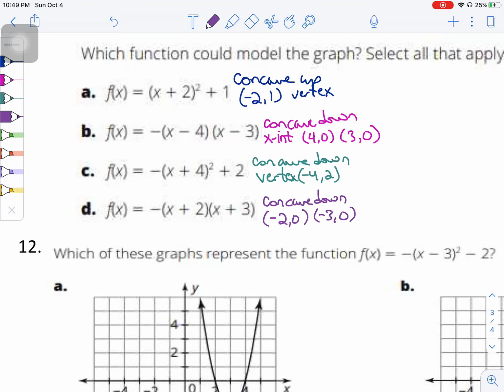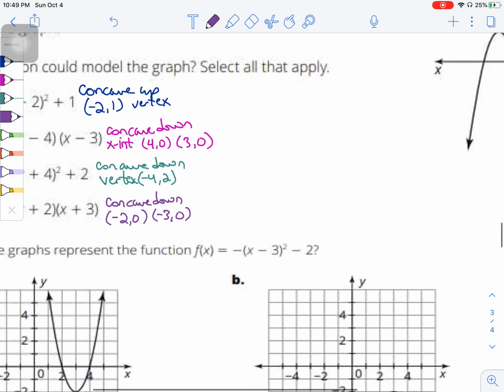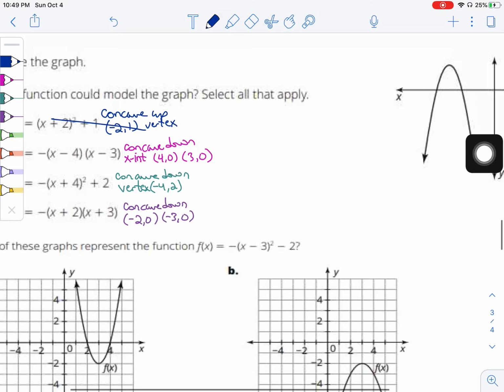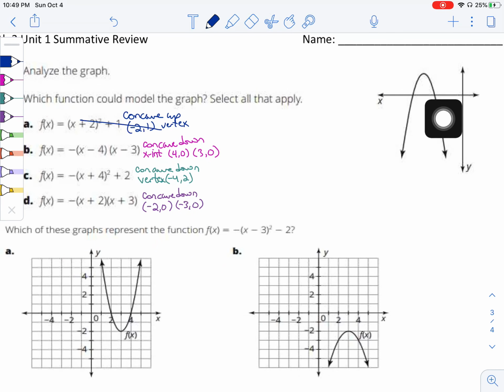All right, so I want to compare these key features to the graph. The first thing I notice is this graph is concave down. So immediately I can throw out part A. It doesn't even matter if the vertex matches or doesn't. Now I'm going to zoom out a little bit so I can actually see the full graph. Clearly these x-intercepts would both have to be negative because we're to the left of the origin. So these two don't make any sense. So let's go ahead and throw out part B.